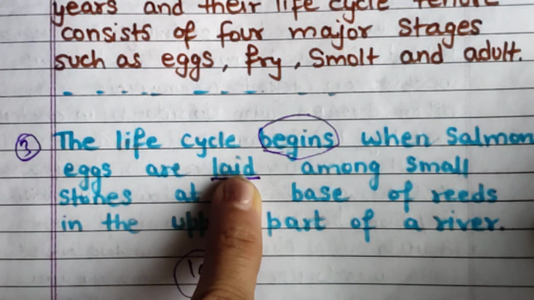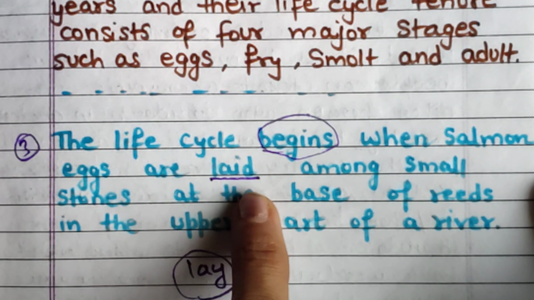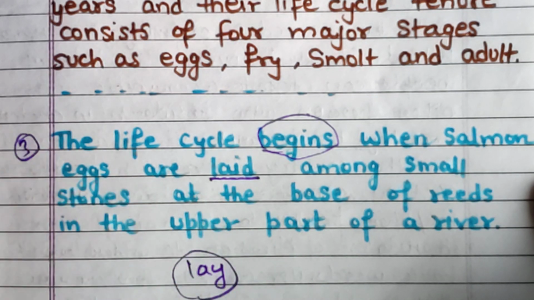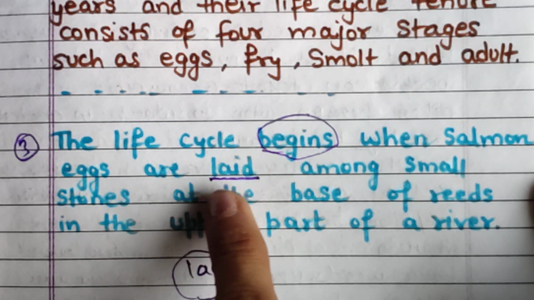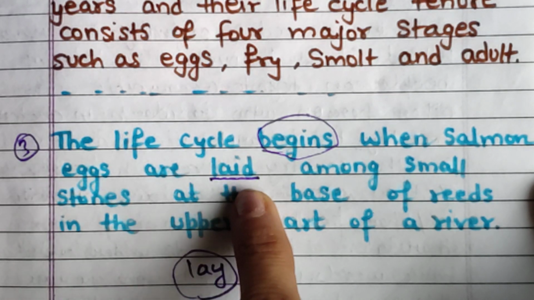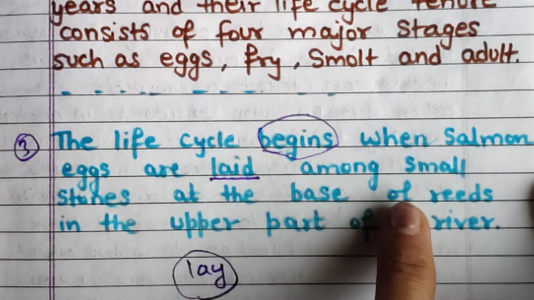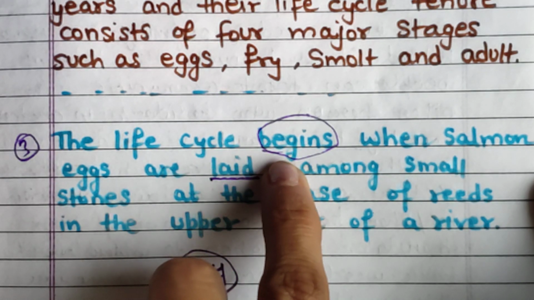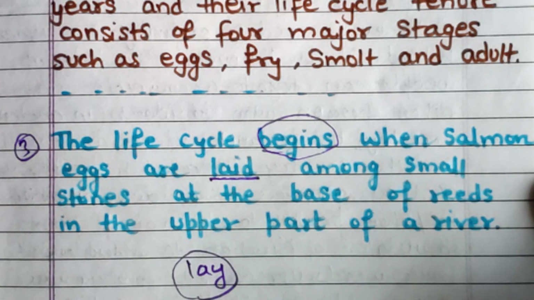So these process diagrams are always explained in passive voice. You can practice how to make noodles or how to make Maggi from the internet or somewhere else. In grammar books also we had that kind of process diagram practice. There we learnt that we should use passive voice in explaining diagrams. Same thing is there: are laid among small stones at the base of reeds in the upper part of the river. So what I mean to say is, wherever we can use simple present tense, use it. Otherwise use passive voice only.